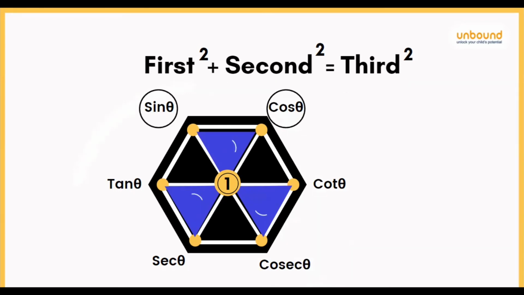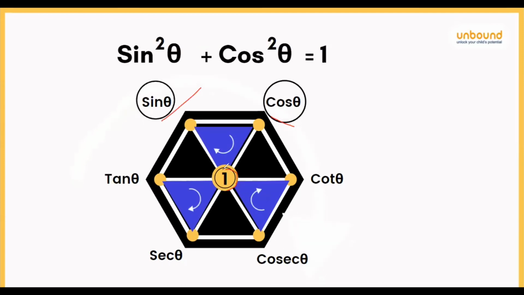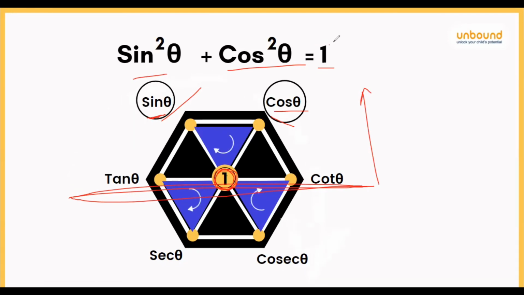So let's first take the first triangle, which will be for this. Now you must be wondering, where is the third side? So the third side is this one. Okay. So how we are going to take this? Let's see only the top corner. So in this triangle, we are going to start with sine. So sine square. Then we are going to take the second number, which will be the cos square. And the third, which will be 1. So it will be 1 square, which is equal to 1. That's it for the first triangle.